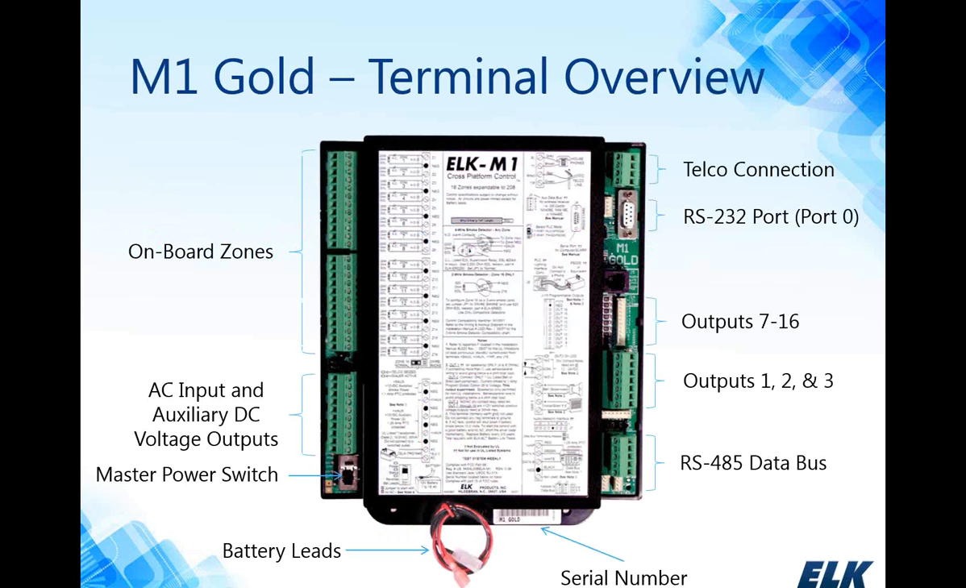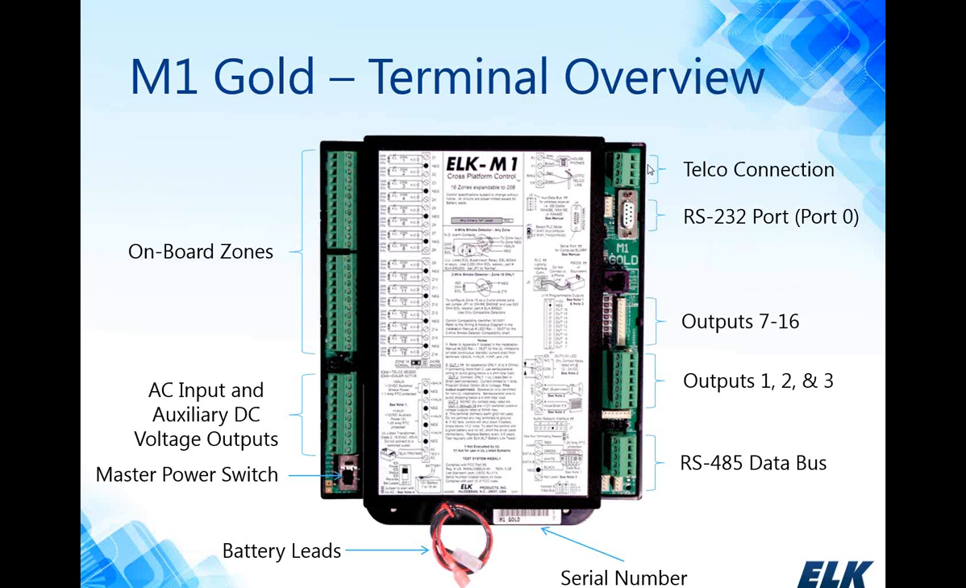All right, so what we're looking at right now is the M1 Gold main control, the terminal overview. As you can see on the left-hand side of the board, we have our on-board zones. We have our AC input and our auxiliary DC voltage outputs. We have our master on-off switch in the lower left-hand corner. We have our battery leads. And at the bottom of the black plastic housing, there's a white barcode sticker that has the M1 serial number. This is a unique 8-digit number. There's never been 2 serial numbers duplicated. And this will be very important when setting up your account in the RP software.